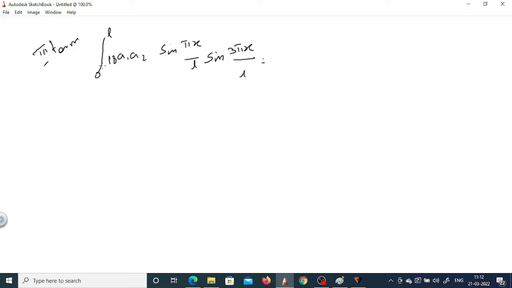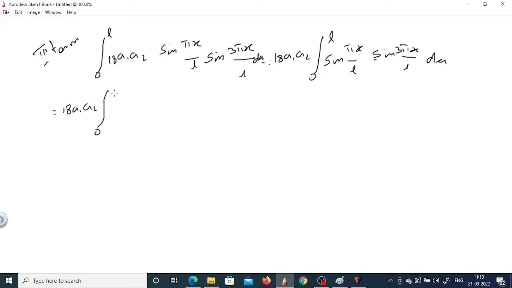Now I can move the constant from the integral outwards, so that 18 A1 A2 integral of 0 to L sine pi x by L into sine 3 pi x by L dx. Likewise, I got. Okay, so next step, I can rearrange the terms, which is 18 A1 A2 integral 0 to L sine 3 pi x by L and sine pi x by L into dx. Likewise, I can write. Okay, then I can move to the next step.